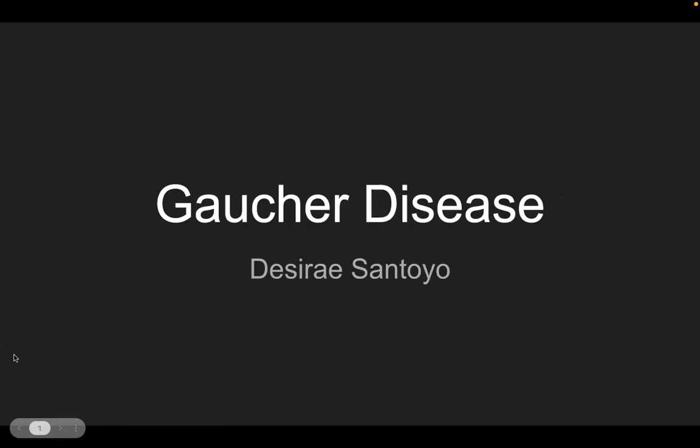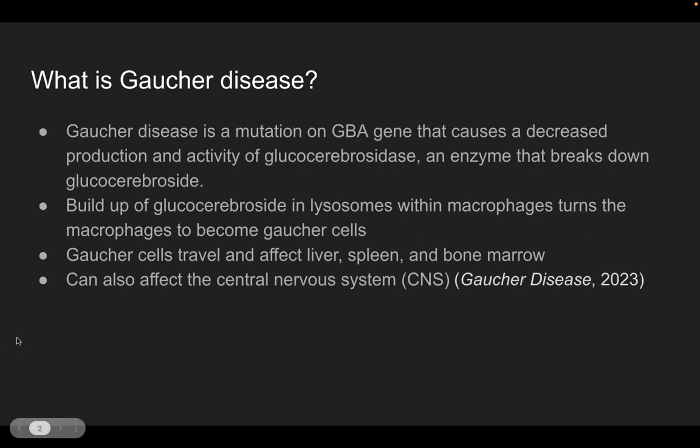As I previously mentioned, we are going to talk about Gaucher disease. What is Gaucher disease? Gaucher disease causes a mutation on the GBA gene that causes a decreased production and activity of glucocerebrosidase, an enzyme that breaks down glucocerebroside. This causes the lysosomes within the macrophages of the tissues to accumulate large amounts of glucocerebroside. As a result, these fatty macrophages become Gaucher cells that affect the liver, spleen, and bone marrow.